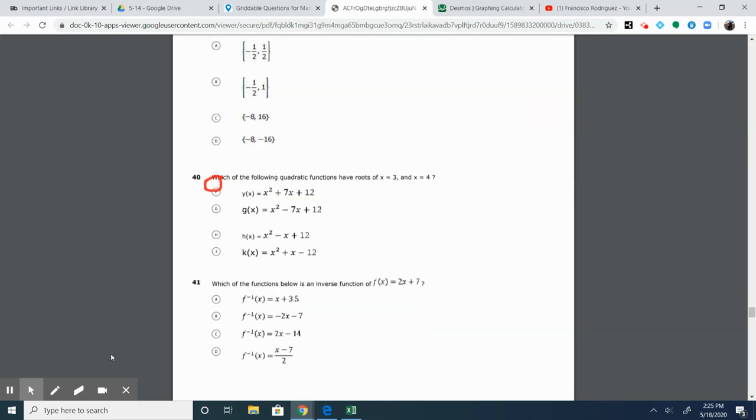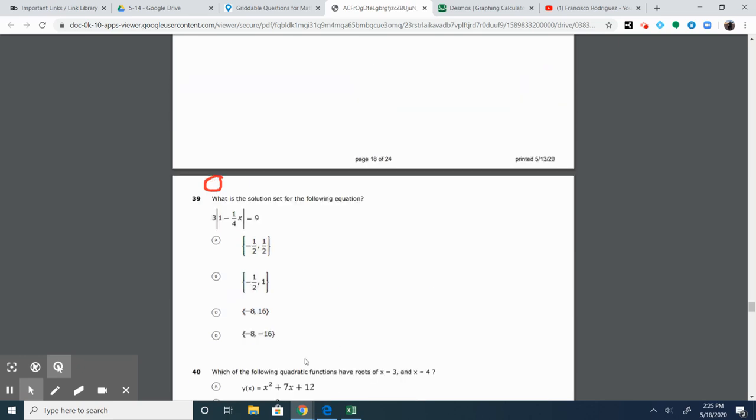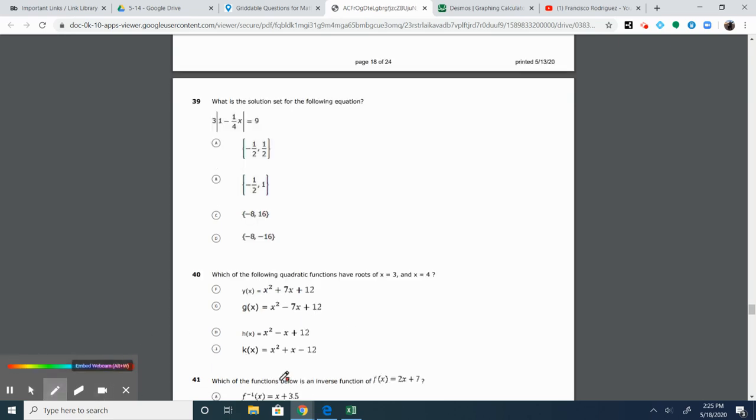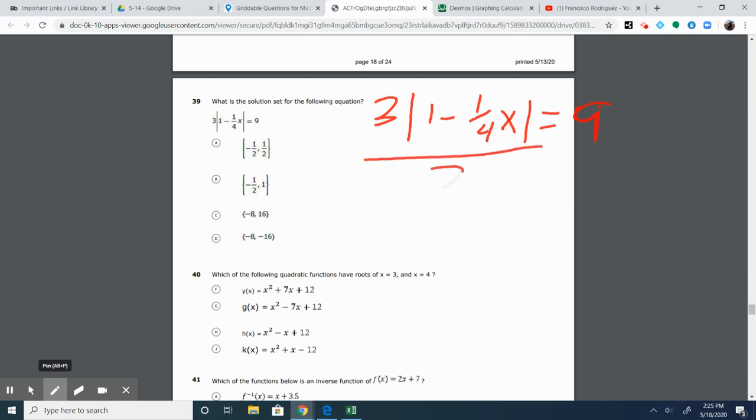So now let's look at number 39. Now, absolute value equations we did very early in the year. It's one of the first things that we did. So to solve this, what we want to do first is leave the absolute value completely by itself. So to do that, we need to divide both sides by 3 to cancel that 3 out. So we're going to have 1 minus 1/4 x inside the absolute value and 9 divided by 3, which is 3.